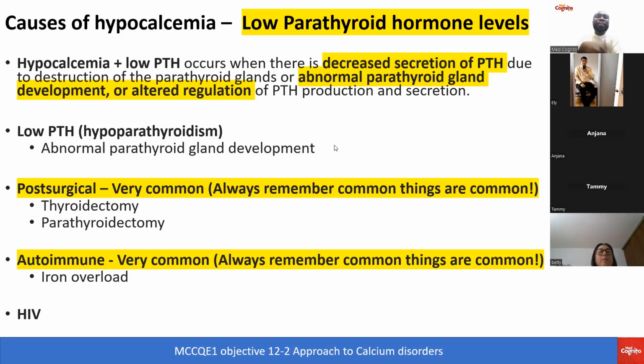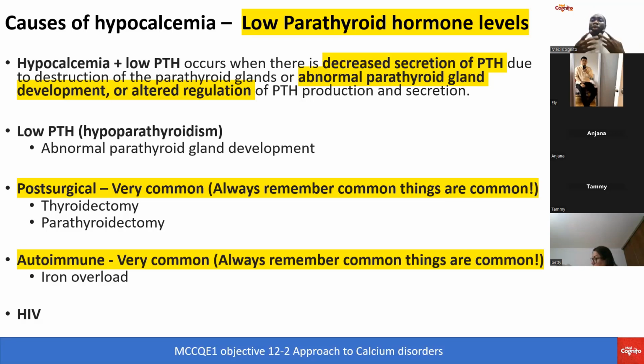Number 2, also people who have a normal parathyroid gland, but there is altered regulation of the parathyroid hormone level itself. So what are the causes of patients with hypocalcemia? Patients who have abnormal parathyroid gland development, patients who have altered regulation of parathyroid hormone production. Number 2, patients who have had surgery in the neck. So maybe they had a thyroid surgery and the surgeon was so aggressive, like Dr. Brony, that in the process of taking away the thyroid gland, he also took away the parathyroid gland as well.